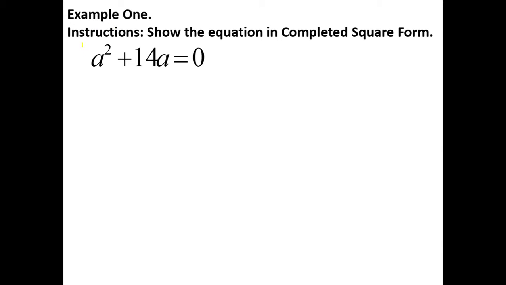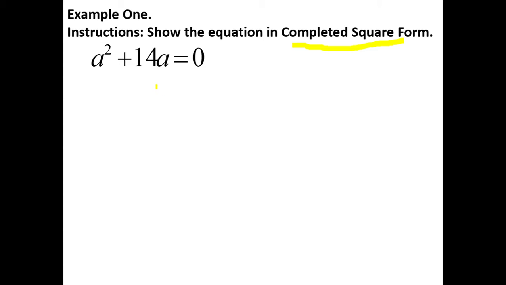There's the beginning term, a squared. There's the second term, 14 times a variable. But the third term is missing. So what we need to talk about here in the completing the square form of a quadratic equation is how do you add in this third term so that you can then factor your quadratic equation. So where do you get the third term from?